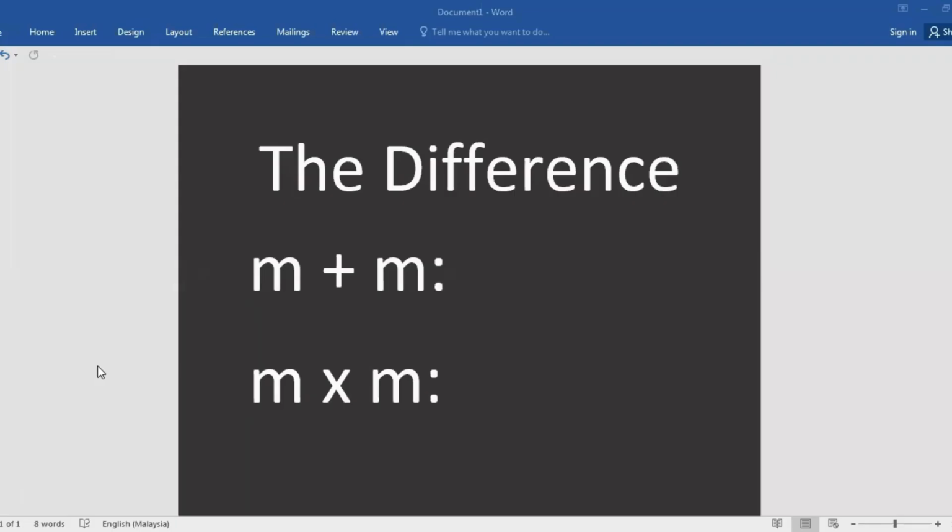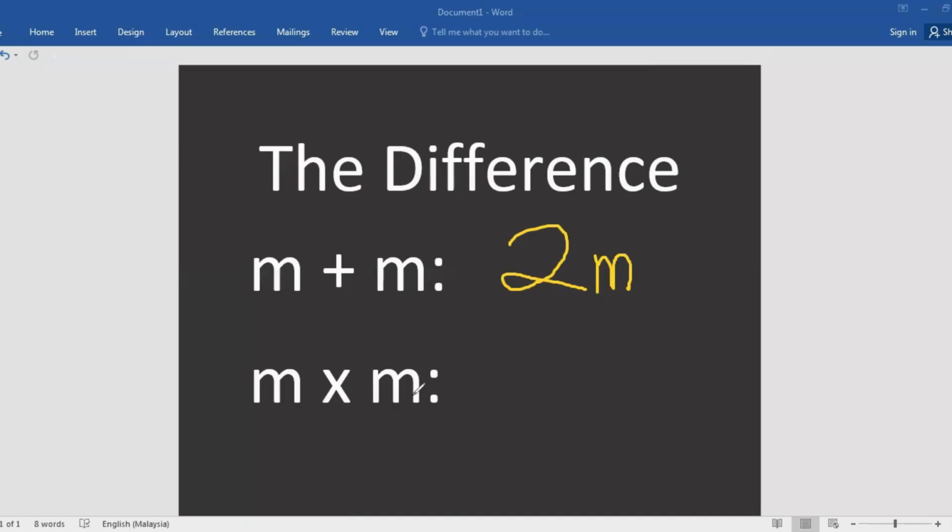M plus m is like one mango plus one mango. So there will be an increase in the count, in the number. So one plus one mango becomes two mangoes, of course. Right, two mangoes. Very good taste. I like mangoes. Okay?